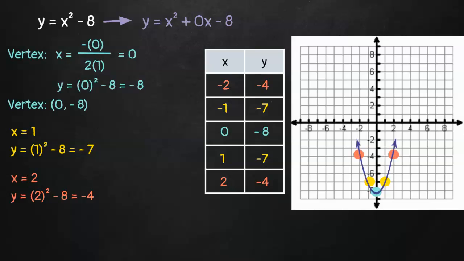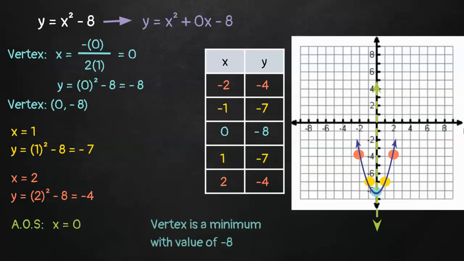I can make that U-shaped curve, and using that, I can then make that dotted vertical line to find that axis of symmetry. It's right along the y-axis, but the equation of that line is x is equal to 0. Now, because your parabola opens up, your vertex is a minimum with a value of -8.